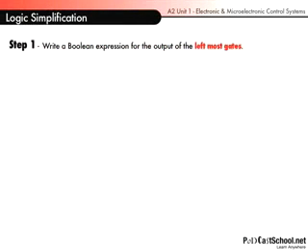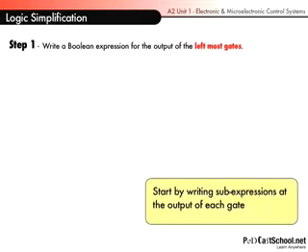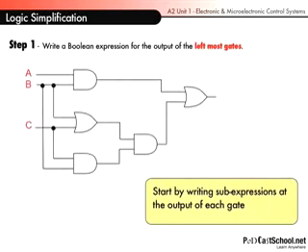So the first step is to write a Boolean expression for the output of the leftmost gates. So let's have this circuit again. A and B are inputs to that top AND gate, and remember, with ANDs we think of multiplication. So that's AB. Here we have, yes, you've got it, B or C, which is B + C. And with the lower AND gate, it's BC. Remember, ORs think of addition, and ANDs think of multiplication. So that's the first step.